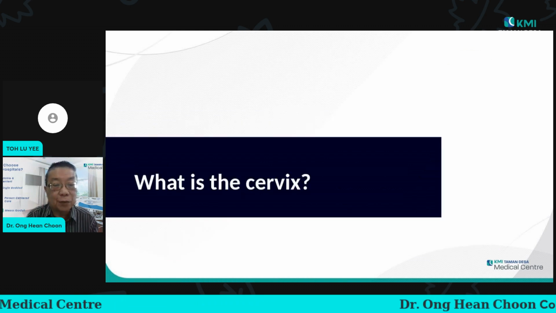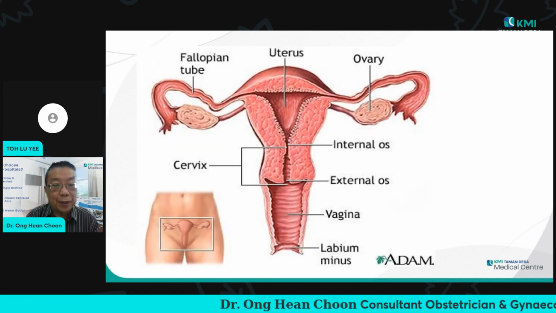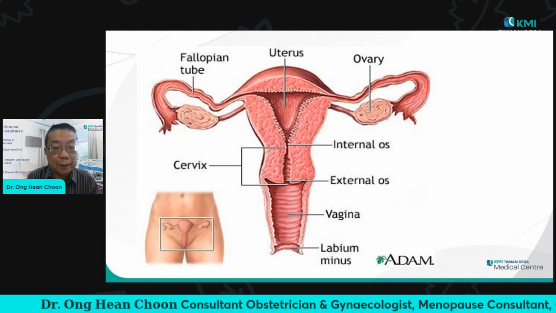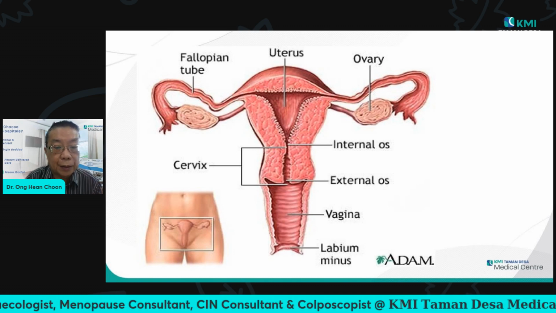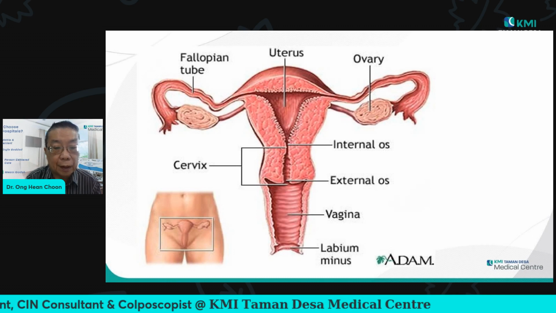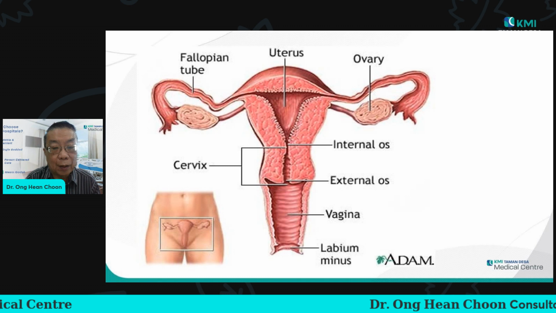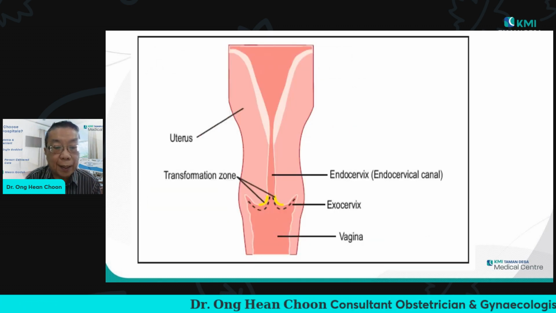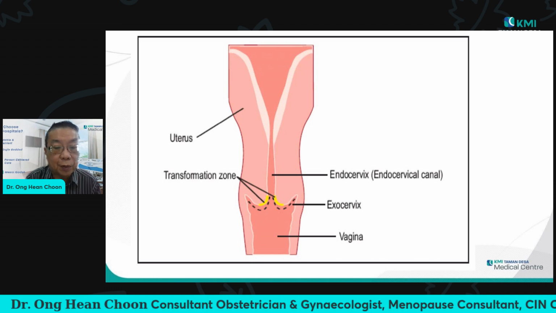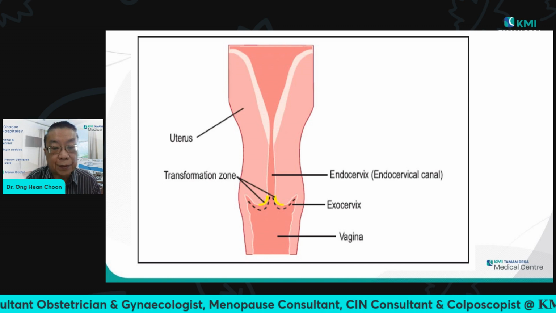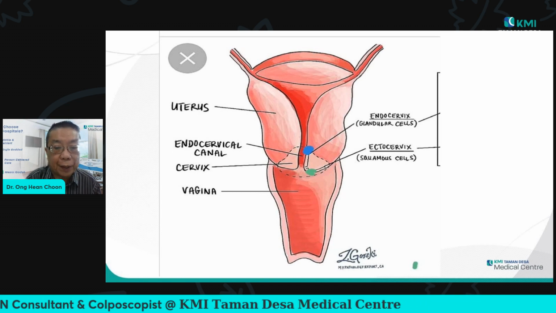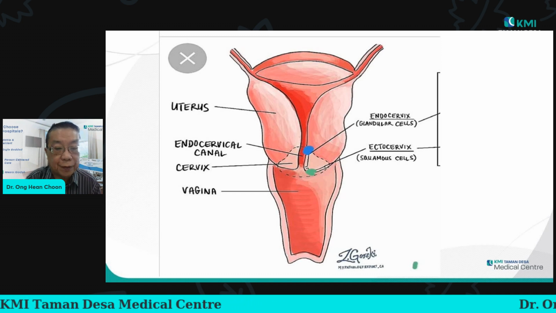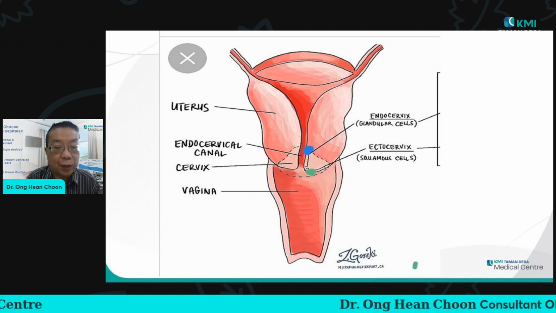First of all, I'd like to explore what the cervix is. This is a diagram showing the uterus, and that portion down there is called the cervix. It is a structure by itself, starting from the internal os and ending in the external os, into the lower part called the vagina. There is a canal called the endocervical canal, and this is the ectocervix or the outer cervix. The lining in the endocervical canal area is different from the ectocervix, so we have to be very careful which side we are talking about.